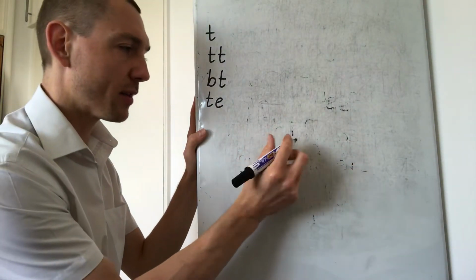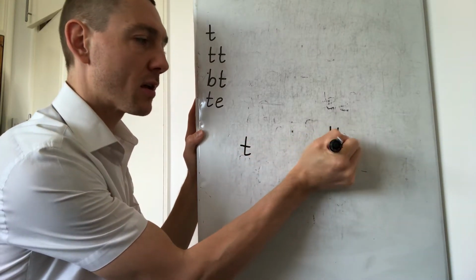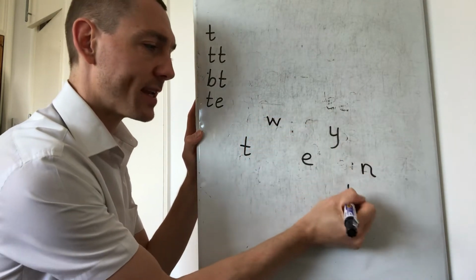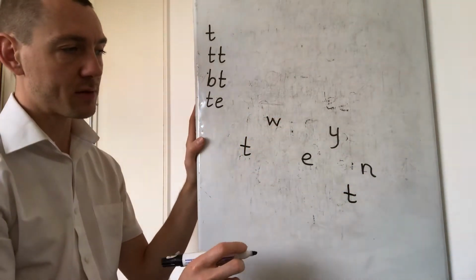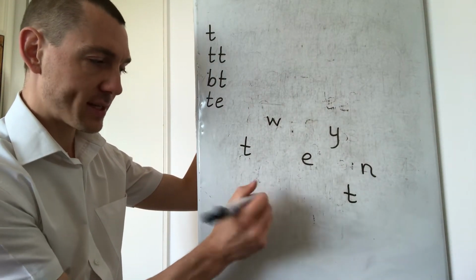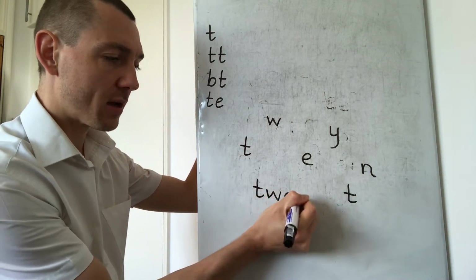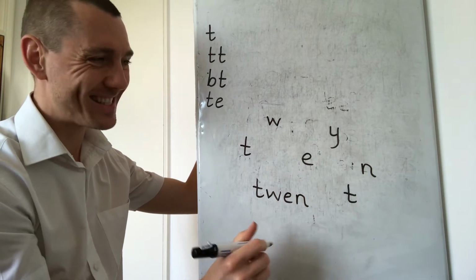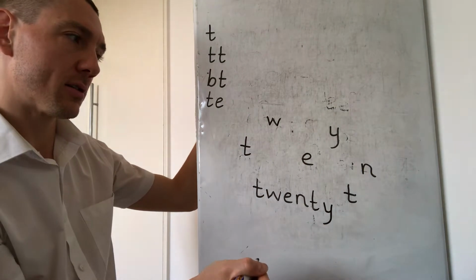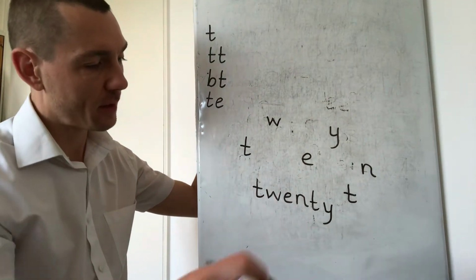Okay, what about the word twenty? The number 20. I'll give you the sounds and then we'll build the word twenty. Two syllables. Twenty. And we say twen, t, twenty, t, e. Twenty. Good.